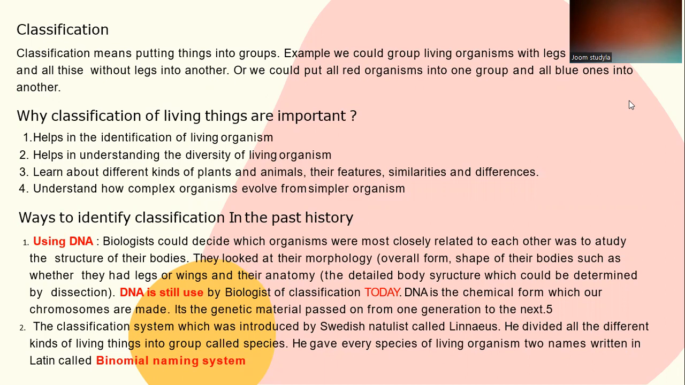So we still use this method of classification today, but we now have new tools to work out evolutionary relationships. And one of the most powerful of these is the study of DNA. What is DNA? DNA is the chemical from which our chromosomes are made. It is genetic material passed on from one generation to the next.